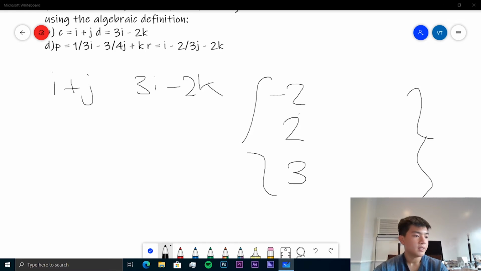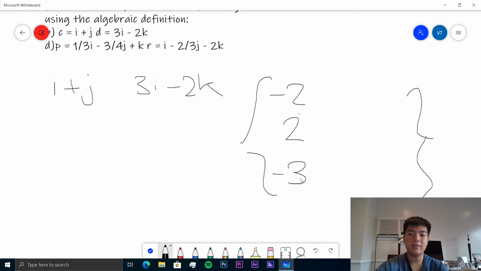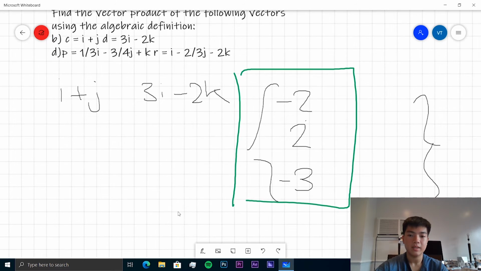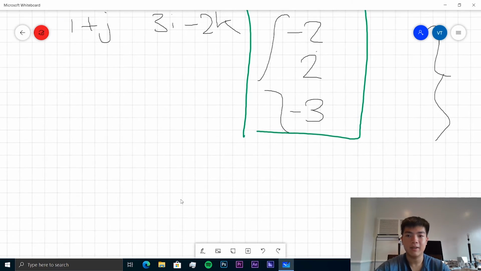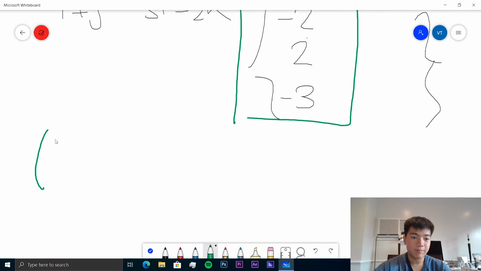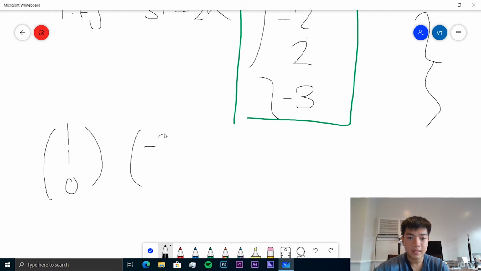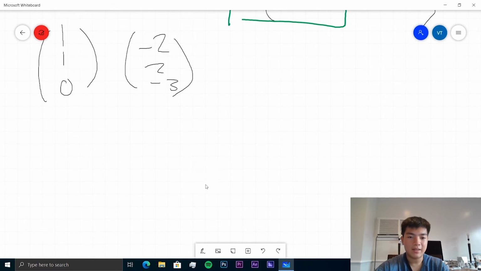Yep. So the resultant vector should be negative 2, 2, and actually, sorry, this should be negative 3, since this was on this end. So it should be negative 2, 2, negative 3 as the resultant vector. And if you want to check, this will be perpendicular to either of these two vectors. Actually, let's just check that right now. So we have the vectors 1, 1, and 0, and negative 2, 2, and negative 3. And we can use the scalar product to find the angle in between them.